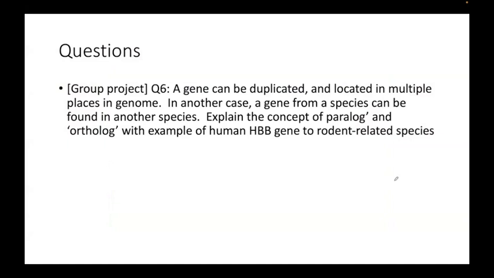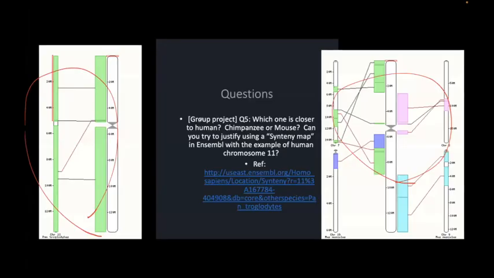Okay, let's do one more group project. This time, a gene can be duplicated and located in multiple places in the genome, right? Or in another case, a gene from human or one species can be found in another species. Synteny map basically suggests that case.